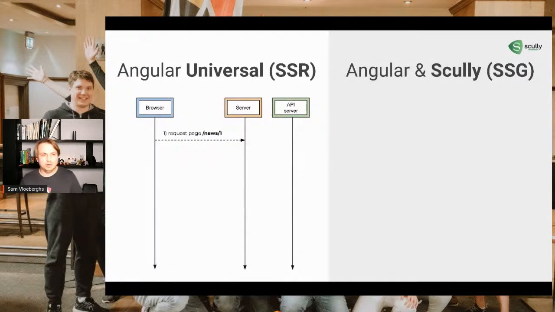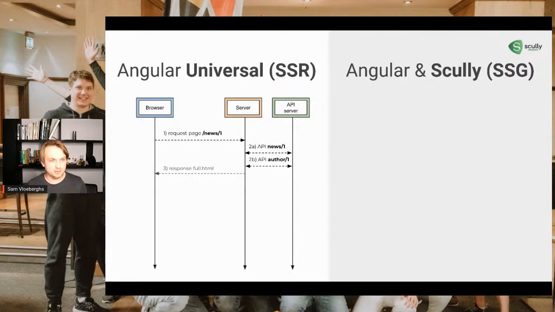So to give a better idea, I've prepared a visual representation of how this works. Let's first start with how a typical Angular Universal server-side rendering setup would work. So the browser requests a page. In this example, it's a news detail page, and the server responds to that by generating that page on the server and fetching all the required data. So, for example, first the details about the news, and then secondly, all the details about the author of that news article.